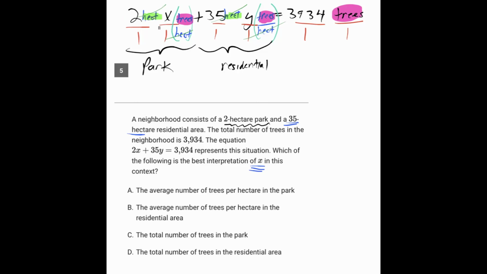So we set things up so that they'll cancel in a way that gives us the unit we want. And we decided what unit has to go in the empty space in order to make that happen. Now that we set it up and we understand it, we can answer their question. What is the unit that goes along with the X? X is the number of trees per hectare for every 1 hectare as it pertains to the park. And which answer says that? A, the average number of trees per hectare in the park.